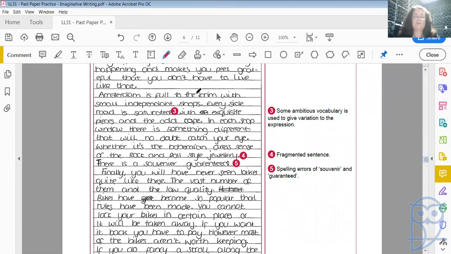Amsterdam is full to the brim with small independent shops. Every side road is saturated with exquisite pieces and the odd cafe. What did the examiners say here about saturated? Some ambitious vocabulary is used to give variation to the expression. So they liked it. They liked the use of ambitious vocabulary where needed. Okay, don't overdo this kind of thing.